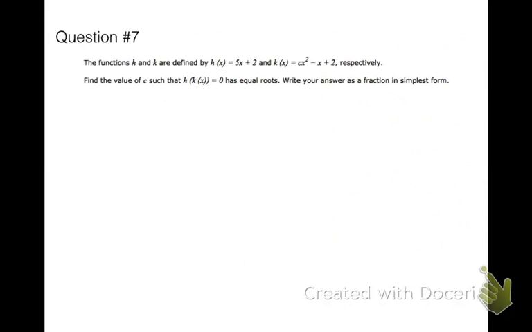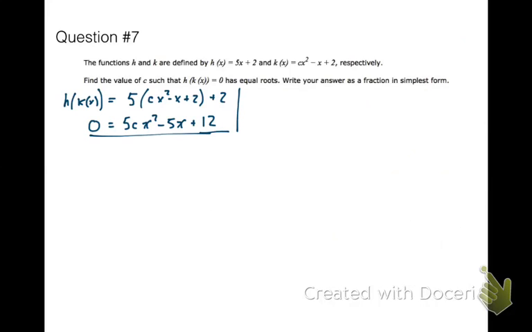The next question was question 7. Here we've got our two functions, h at x and k at x. And then we're asked to find the value of c such that h evaluated at k at x equals 0 has equal roots. So if I begin by plugging k at x into h at x and simplifying and cleaning it up, I get that.